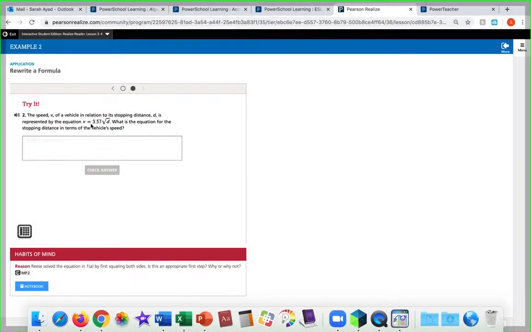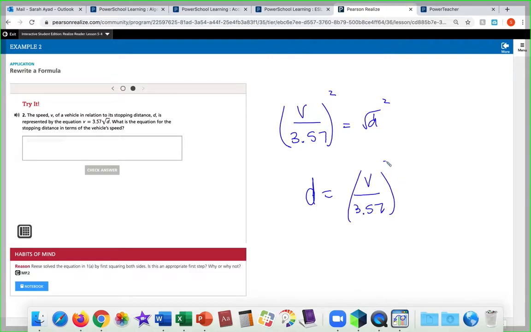So in order to do that, what's the first step of getting this square root by itself? Well, I need to get rid of the 3.57. So I'm going to divide both sides by the 3.57. And now we have this. To get rid of the square root, I square both sides. Make sure you're squaring everything on that side. So you get d equals v over 3.57 quantity squared. And that is the equation for stopping distance in terms of the speed, right? Because this represents the speed and this represents stopping distance.